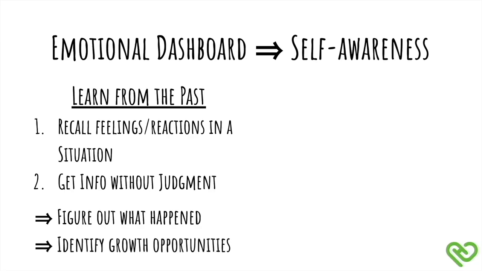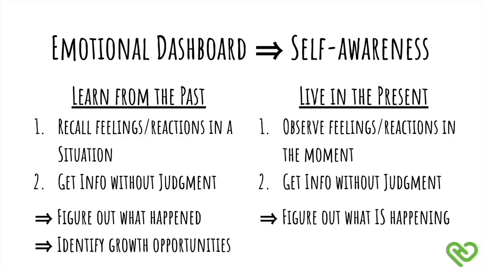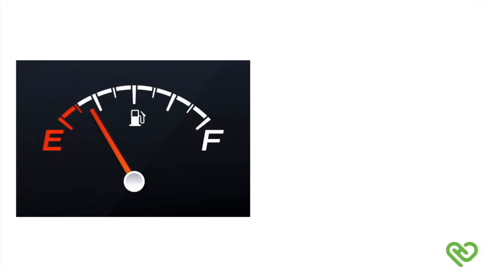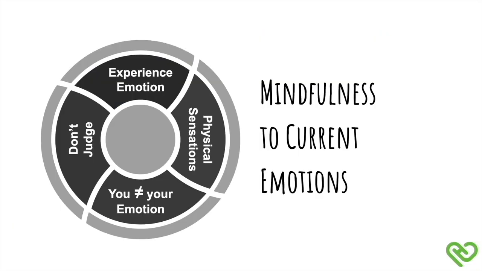We can also use our dashboard to live in the present, by observing our current feelings and reactions in the moment, again to collect factual information without judging ourselves, so that we can figure out what is happening rather than waiting until after the fact, and we can identify what we can do now to be more effective. This is essentially like learning to read the gas tank indicator in our car and stopping to get gas before we run out. In an earlier module, we introduced the concept of being mindful to current emotions.